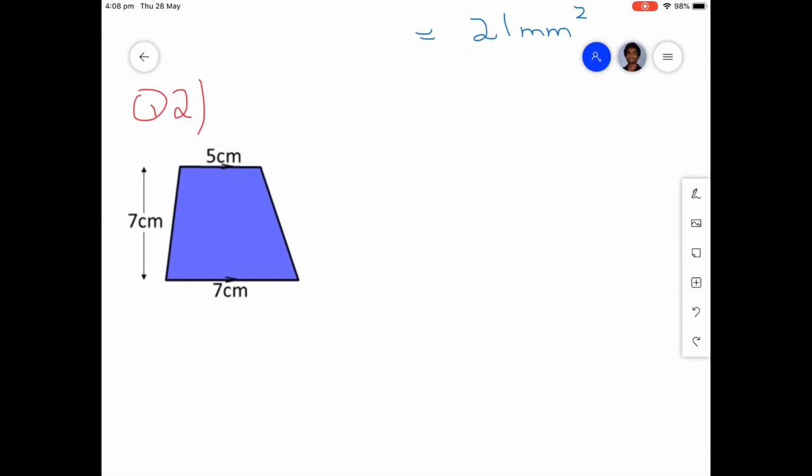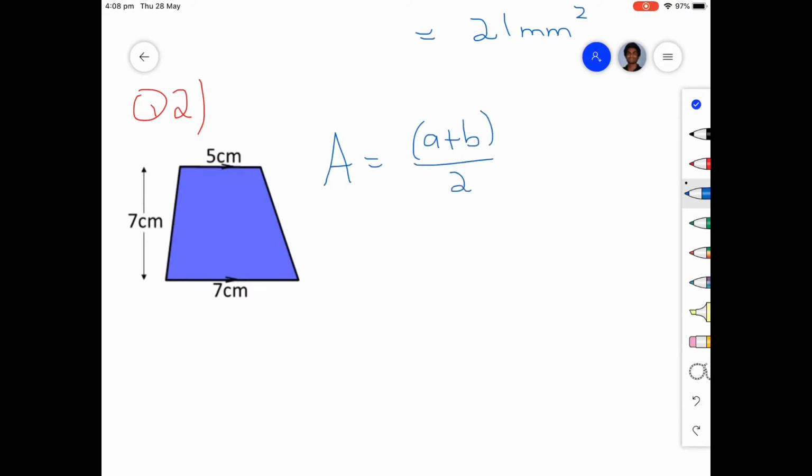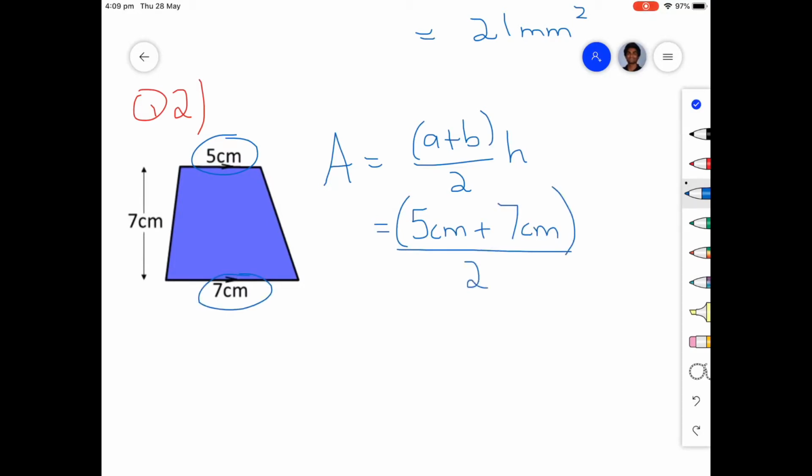All right, and let's look at one more example. So question 2, exactly the same shape, a trapezium, (a plus b) over 2 times by height. Remembering our lowercase a is our top number, which is 5 centimeters, plus b, which is our bottom number, 7 centimeters, over 2 multiplied by our height. In this question, our height is also 7 centimeters.